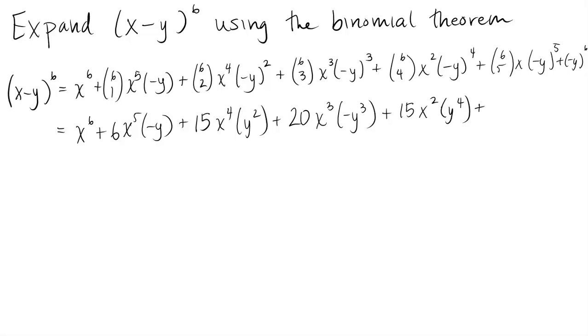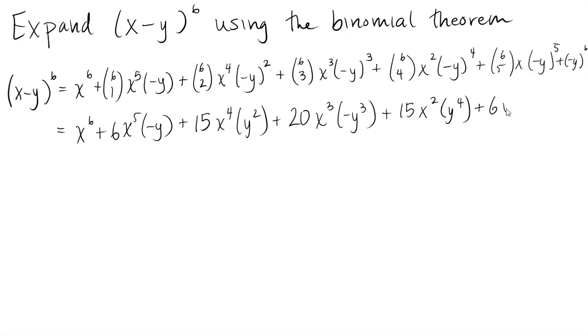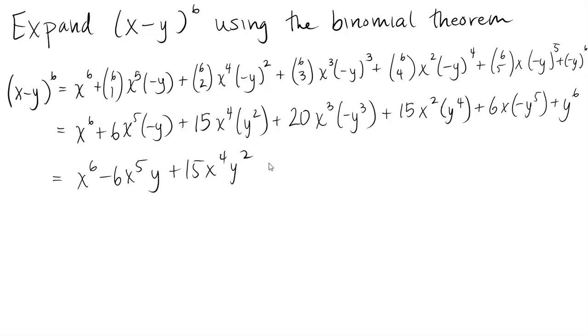6 choose 5 will just be 6. You can see that's this entry right here. 6x. 5 copies of a negative would still be negative, so this is negative y to the 5th. And then 6 copies of a negative would be positive, this is y to the 6th. Simplifying those negatives, we get x to the 6th minus 6x to the 5th y plus 15x to the 4th y squared minus 20x cubed y cubed plus 15x squared y to the 4th minus 6x y to the 5th plus y to the 6th. And now we have that expansion.